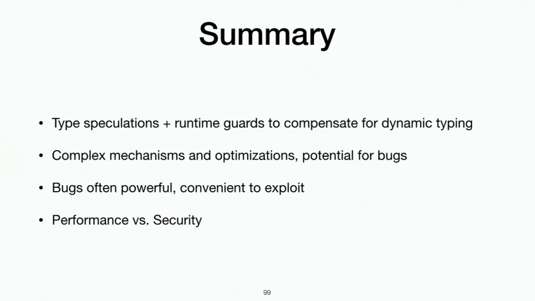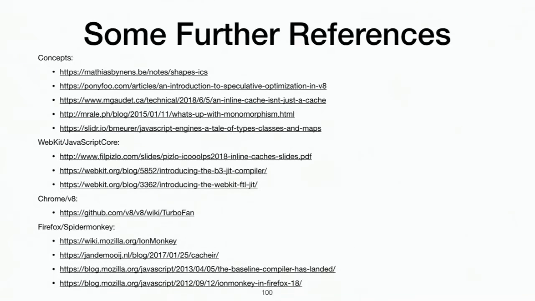Right now, the engines, they all go for performance, right? They want to do these very complex optimizations to produce as fast code as possible, which results in complex code, potential for security bugs, right? So nothing really new. And as I said, there's some further references, just a list of kind of interesting articles.